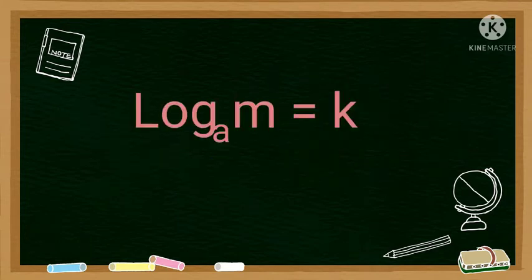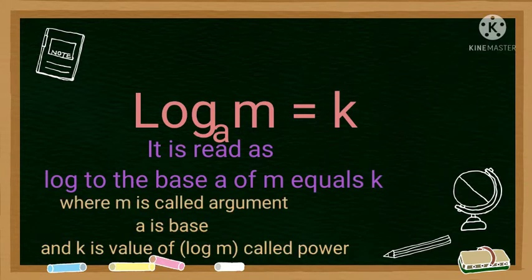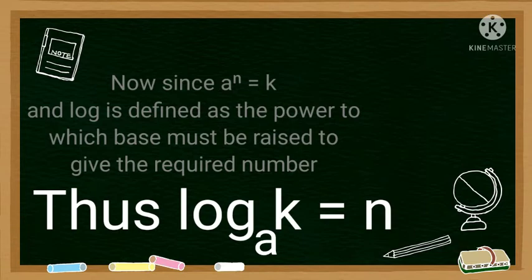Now talking about the different terms of a log expression, log_a m equals k is read as log to the base a of m equals k, where m is called the argument, a is the base, and k is the value of log m, called the power. Now let us say we have an equation a to the power n equals k, and log is defined as the power to which the base must be raised to give the required number. Thus log of k to the base a equals n.